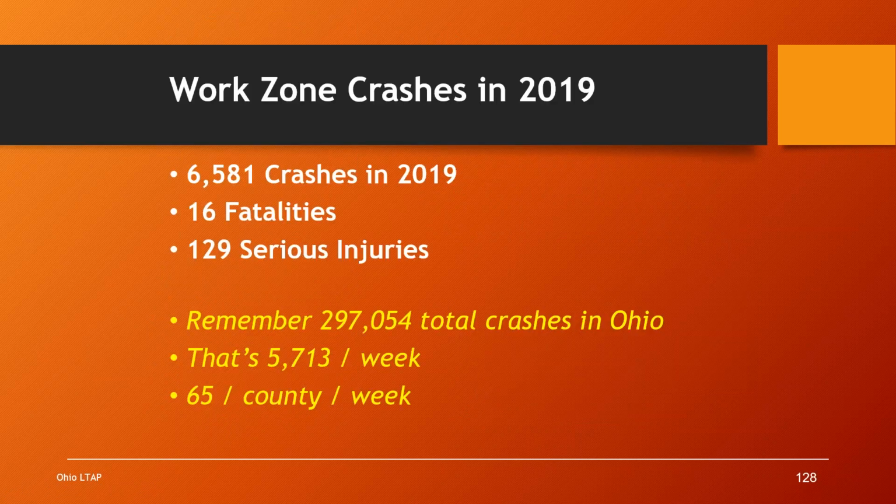So if we reflect back to the crashes we talked about in part 1, there were 6,581 crashes in 2019, 16 fatalities, and 129 serious injuries. Well, the majority of these crashes occurred because a lot of the times the advance warning area was not set up properly. And so, like I said, we, as roadway workers or roadway designers, engineers, there are several reasons for a crash, but we do not want that reason to be us not providing the advance warning area.